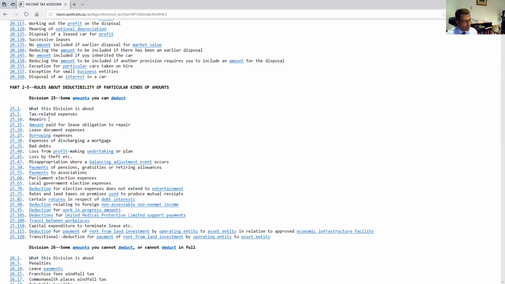The next one is repairs. And there are a couple here that are often the subject of questions in tutorials and exams. One is repairs and the other is 25-45, but let's stay on repairs. The key thing with the repair is that the item, whatever it is that's being repaired, must need to be repaired. You can't improve the item. If you improve it, it's not a repair. If you improve it, it's a capital expense.